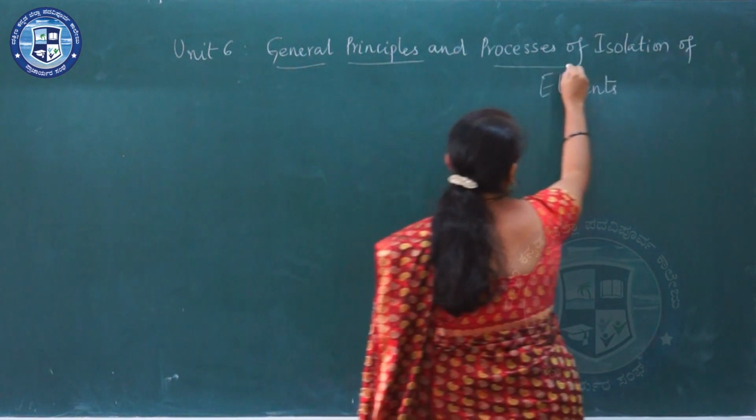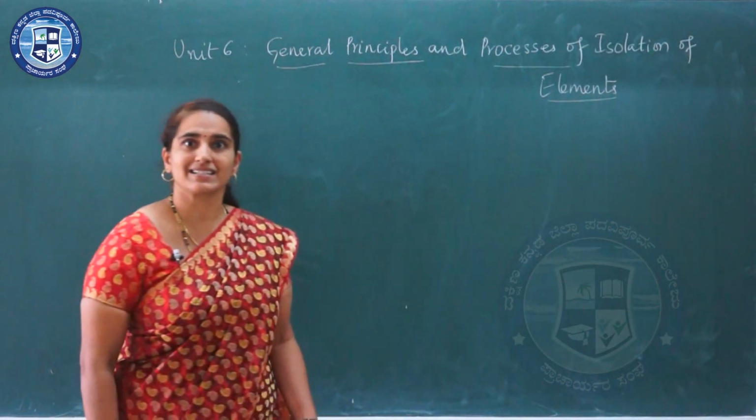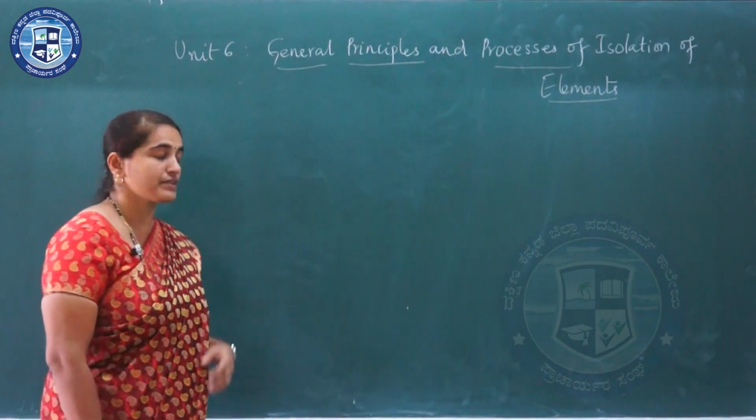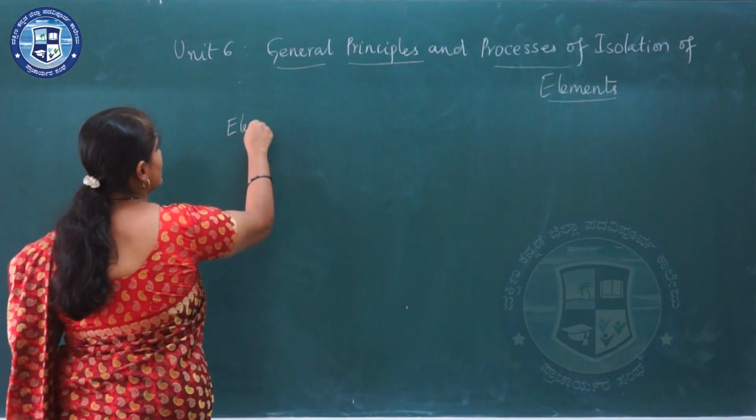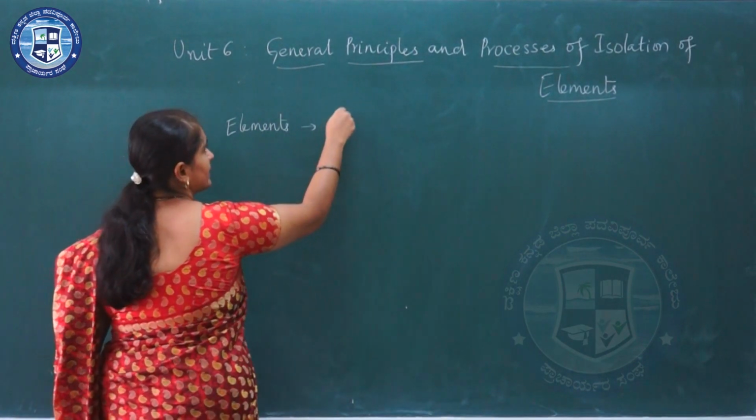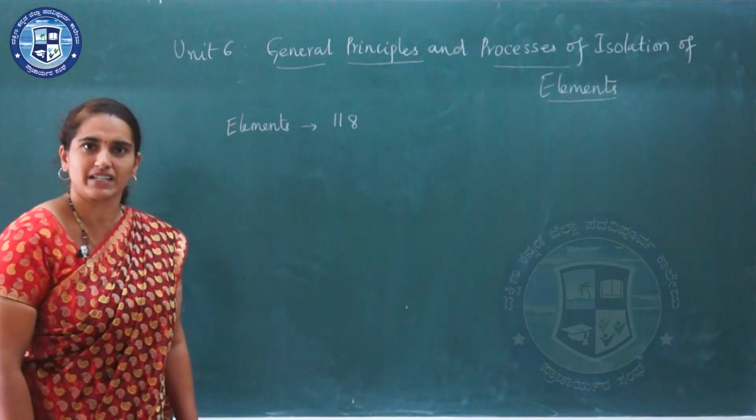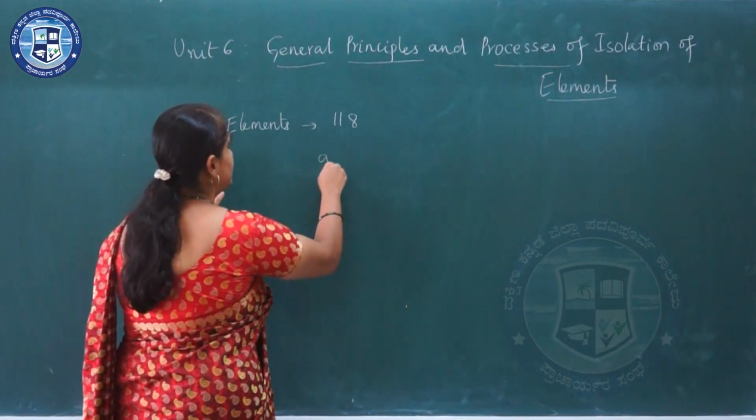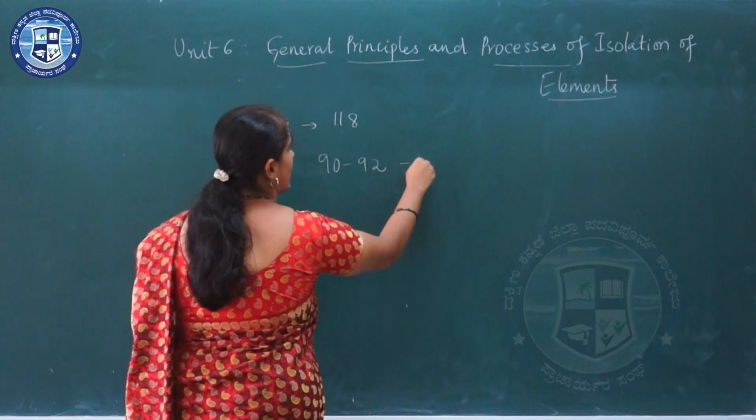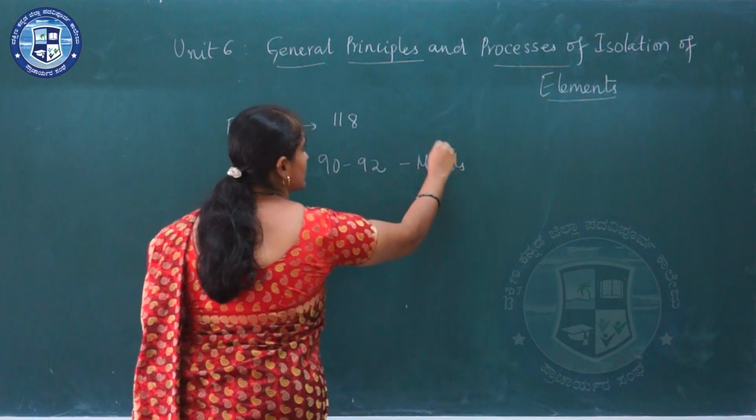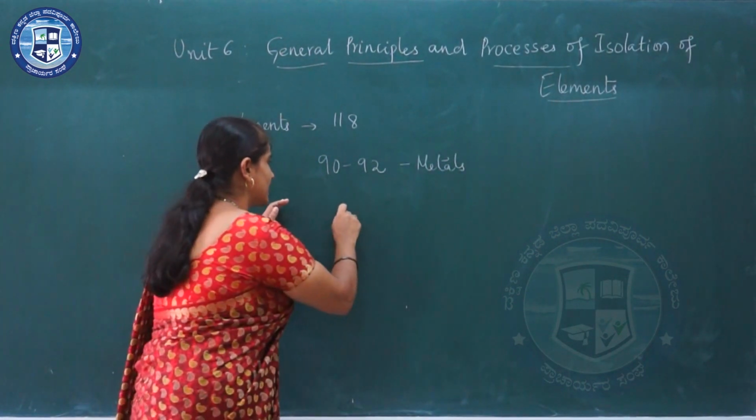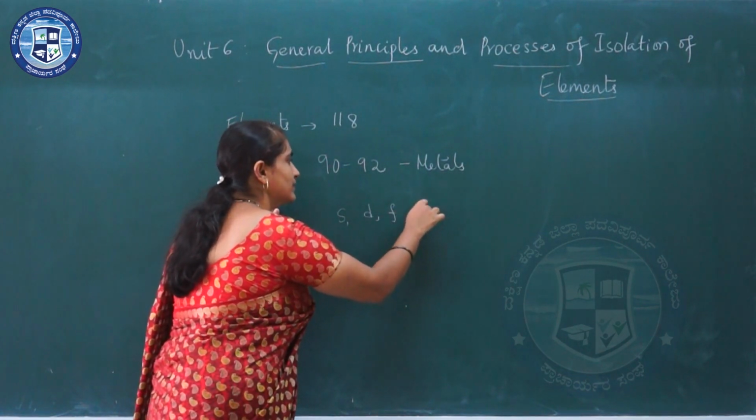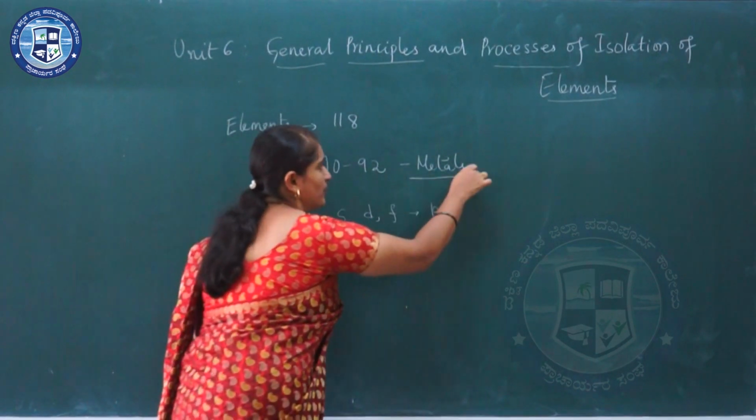We have seen something on elements. In the last year, that is in the first year chemistry, we have seen a chapter on unit 3 in which we have seen something on elements. We already know that there are 118 elements in the periodic table, isn't it? Among these 118 elements, around 90 to 92 elements are purely metals. As you can remember, the elements which come under S block, D, F and a few elements which come under P are metals.